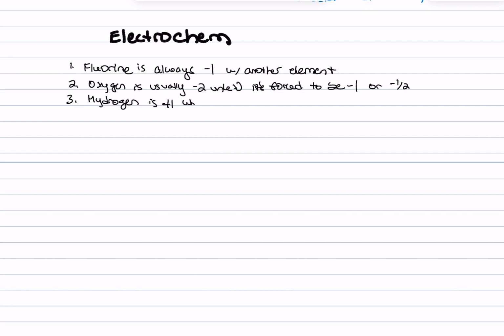Elements in ionic compounds have an oxidation number equal to their charge. Elements that are alone have an oxidation number equal to their charge. Atoms in diatomic molecules have oxidation numbers of 0, and the sum of all oxidation numbers in a compound is equal to the charge of that compound.